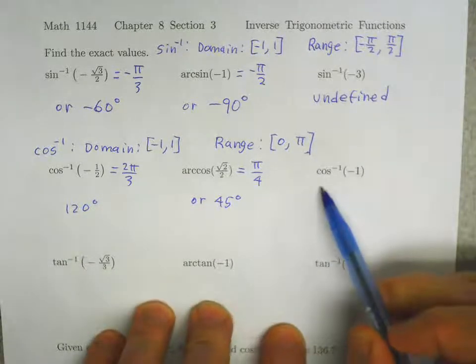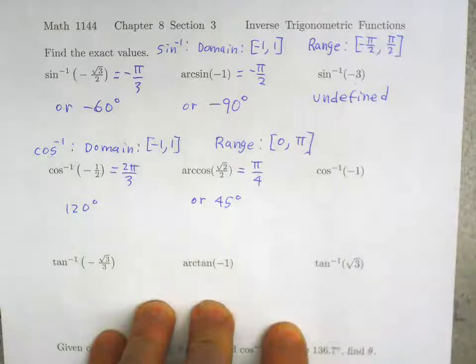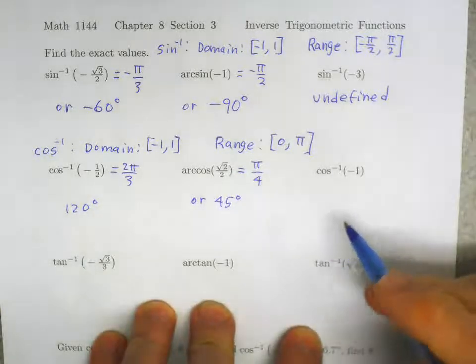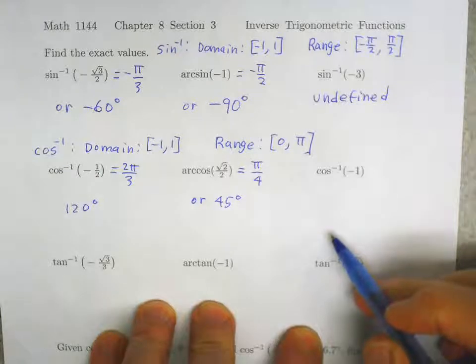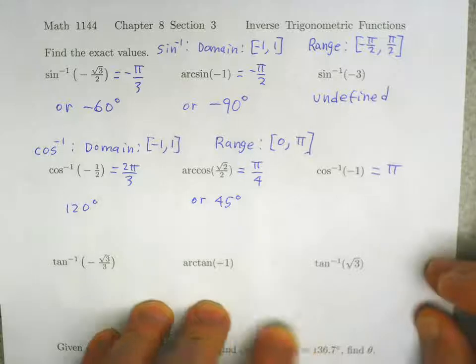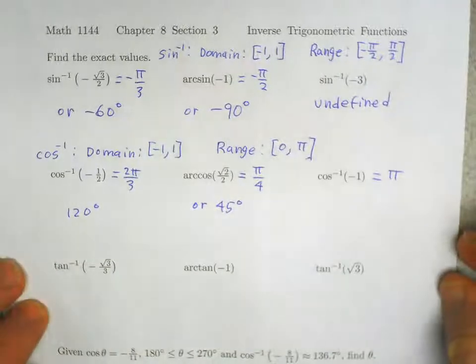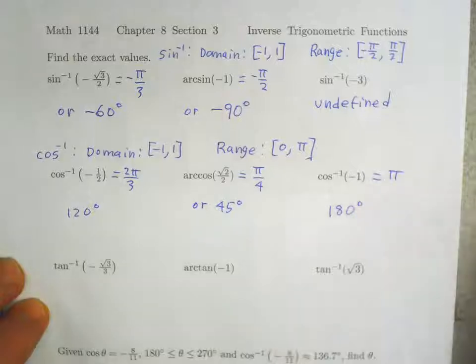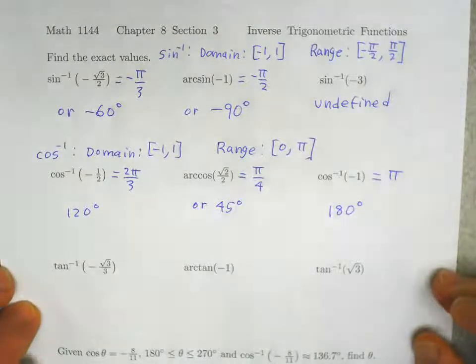Okay, the inverse cosine of negative 1. The angle that has a cosine equal to negative 1 is pi, because cosine of pi is negative 1. Or you could write 180 degrees if you want.